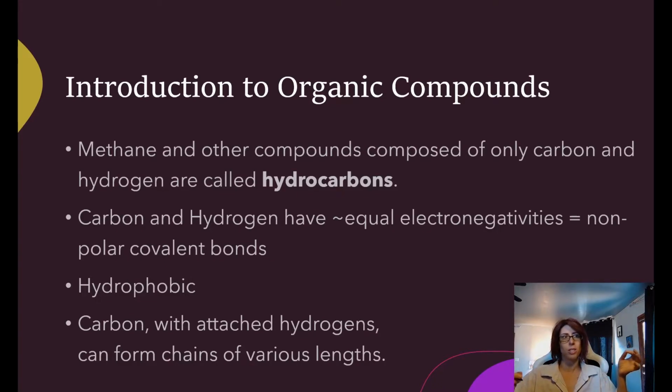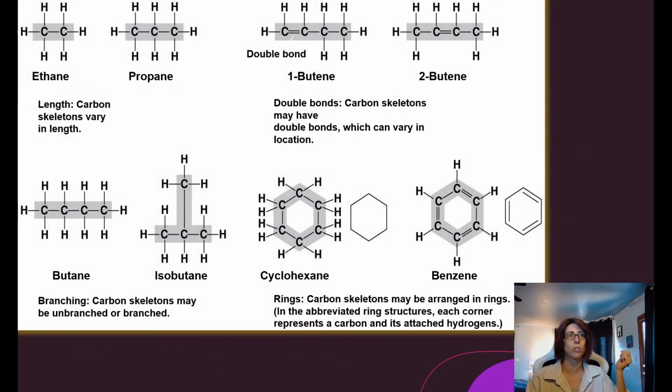Carbon with attached hydrogens can form chains of various length, and like I said, a variety of branching structures. So here's some examples of hydrocarbons. You have ethane, propane, butane. Those all show you that you can have hydrocarbon chains that vary in length. A chain of 2 carbons, 3 carbons, 4 carbons, or more. The 1-butene and the 2-butene shows you that you can have double covalent bonds in a hydrocarbon. The isobutane shows that you can have a branching structure.